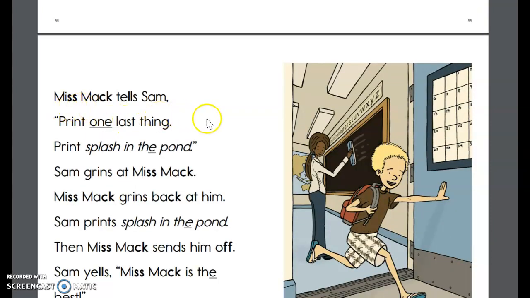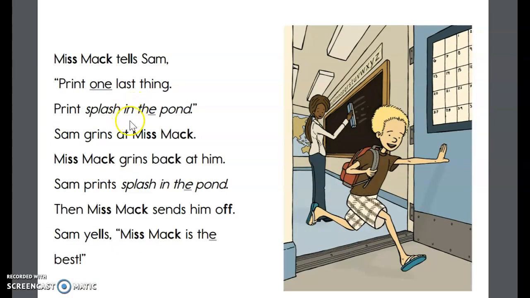Miss Mac tells Sam, print one last thing. Print splash in the pond. Sam grins at Miss Mac. Miss Mac grins back at him. Sam prints splash in the pond. Then Miss Mac sends him off. Sam yells, Miss Mac is the best.